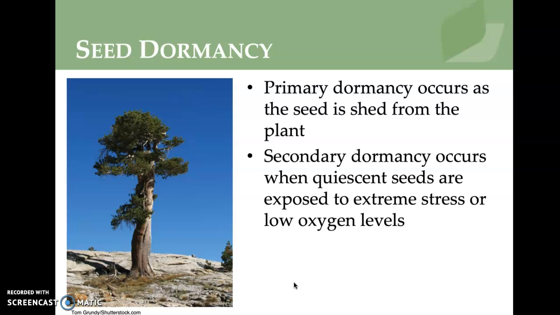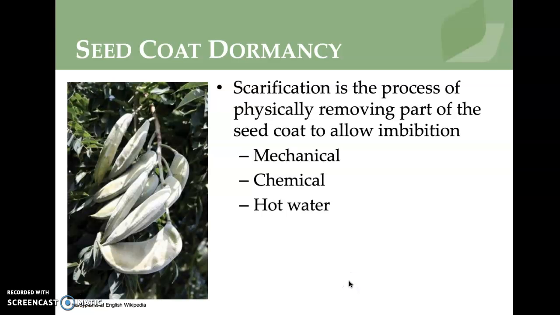Quiescent seeds are seeds that have emerged from primary dormancy. And extreme stress may be due to drought, high temperatures, or low oxygen levels. Seed coat dormancy. In the picture here are the Kentucky coffee tree seed pods. The seed coat can be as thick as 2 millimeters. Scarification is the first word on here, the process of physically removing part of the seed coat to allow imbibition. Imbibition is the rapid uptake of water by a seed during early germination.